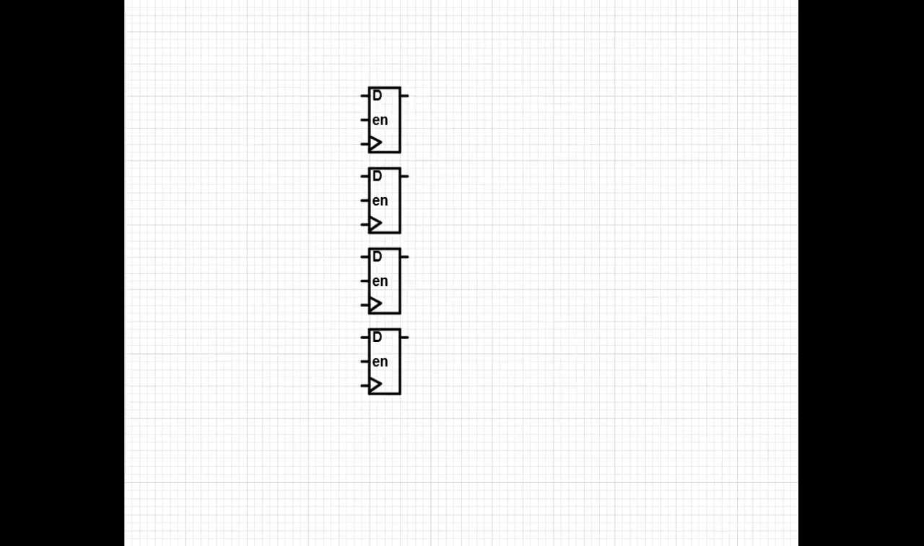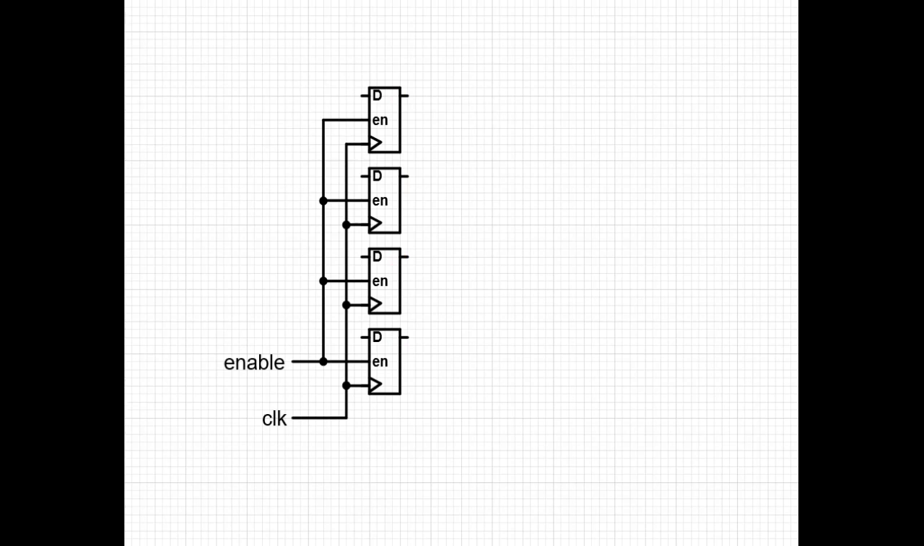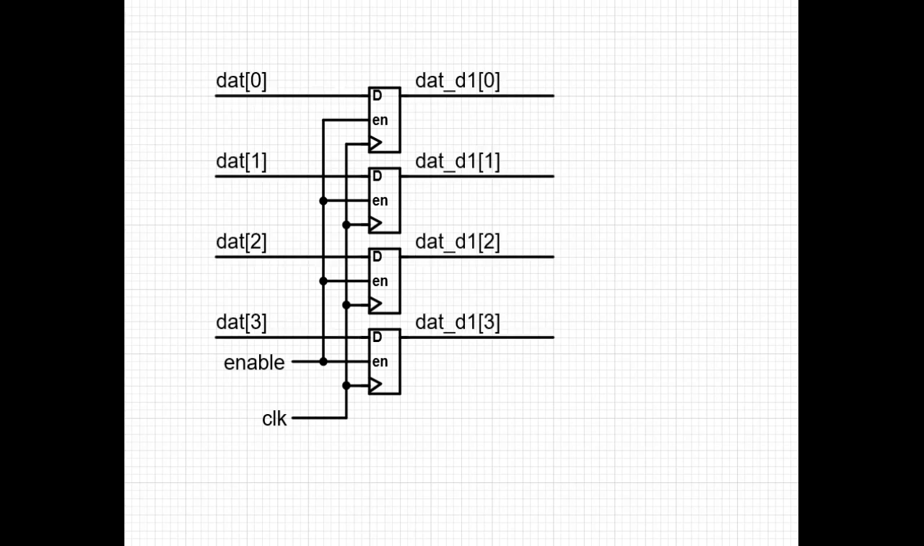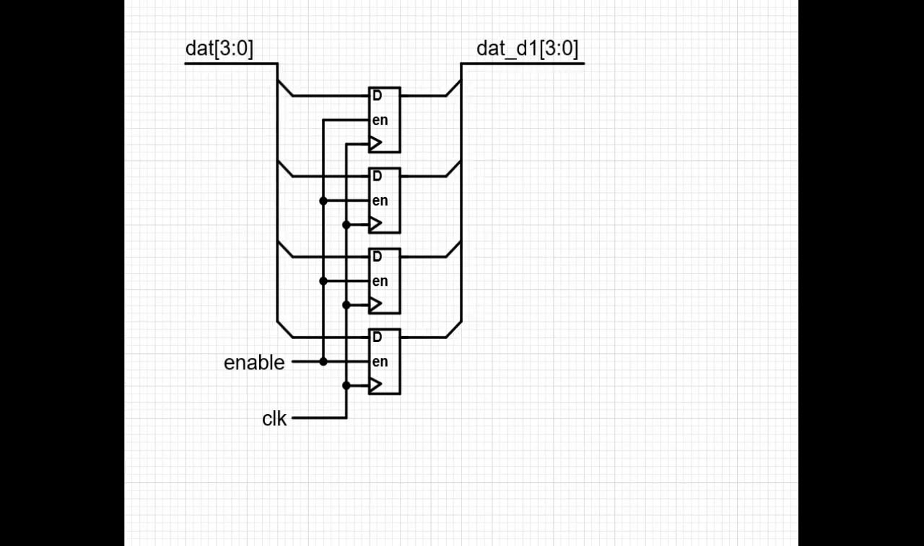Next, we take, say, 4 enabled registers together. Note that I've removed the Q output label. At this point, it's assumed we know that this port is the register's output. We add a clock and an enable signal connected to all the registers in a group. And lastly, we bring along a 4-bit data bus and pass it through the register group. We often collapse the data bus connections like this, where these might be assumed to be the order of connection.